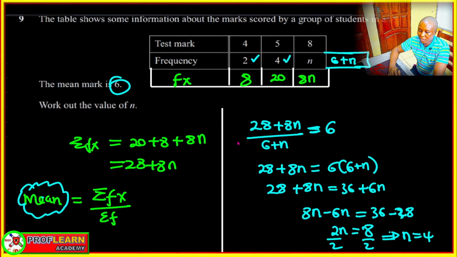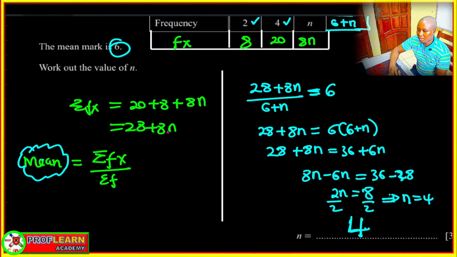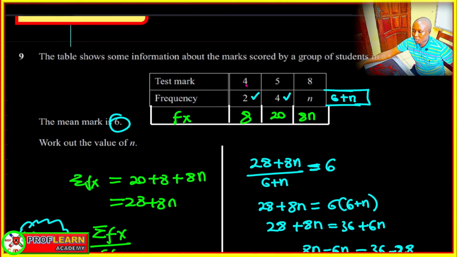Question 9 was testing on statistics. The mean mark is 6, and then it means that we can find the mean. The formula for the mean is usually summation of fx over summation of f. So if you want to find fx, you multiply this and this, you get 8, this and this, you get 20, this times this, you get 8n. Then total frequency will be 6, 2 plus 4 plus n, which is going to be 6 plus n. That is going to be the total frequency.